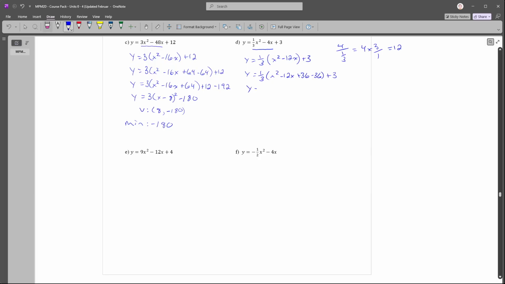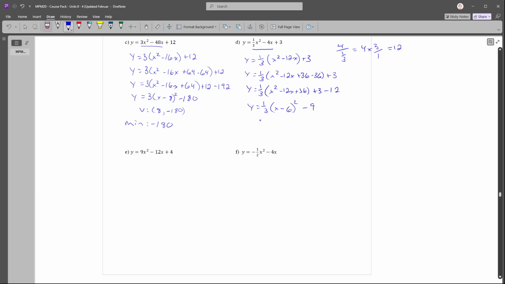Okay, keep going. y is equal to 1/3. Now we need to take that negative 36 out. So inside we have x squared minus 12x plus 36. And on the outside, we have minus 36 times a third. So what's a third of 36? It's 12. So we have plus 3 minus 12. And now we do our perfect square trinomial factoring. That's square root of the first term, sign of the second term, square root of the last term, all squared. And then 3 minus 12 is negative 9.